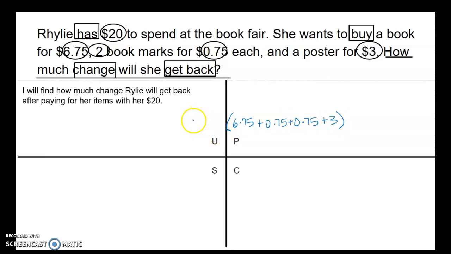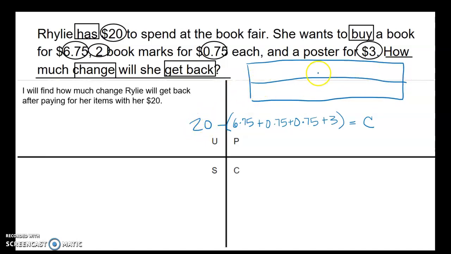I'm going to write it over here because 20 is our total. It's got to come first. So 20 minus whatever all these items cost will give us our change. And I'm going to put a C for change. So what would this look like in a strip diagram? Let's look at this.